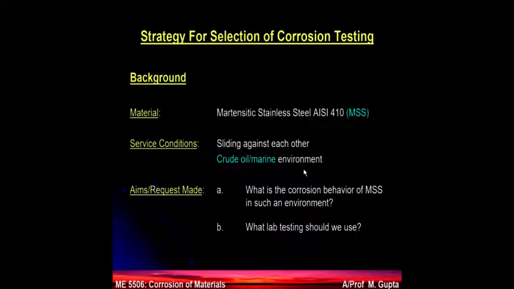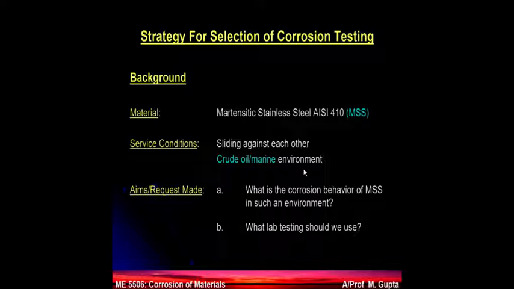So everything comes with some kind of literature search that you need to do, and it's not very straightforward. For example, I'll give you one case study when an oil and gas industry came to us. They were using martensitic stainless steel, and they wanted to ensure that it will not corrode in their given atmospheric condition, which is oil production. So we asked for the service condition, and they said it is sliding against each other, and that the environment is crude oil and marine.